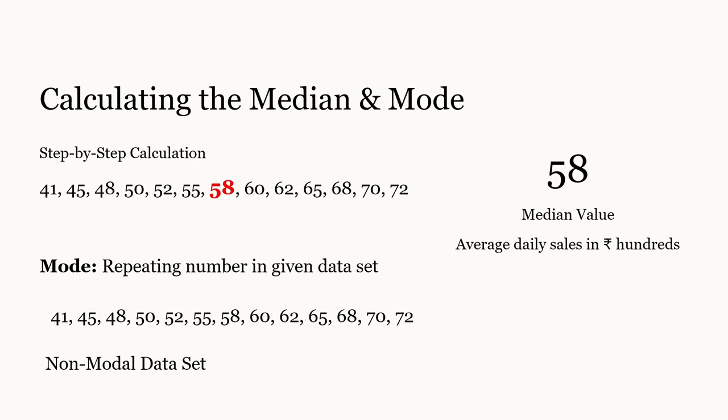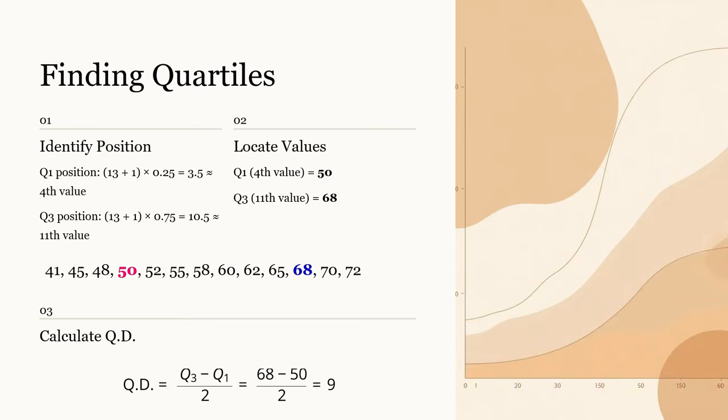Now to calculate the mode value, mode means the value which is repeating. Here in the given data set there is no number which is repeating, hence here there is no mode value. So we can say the given data set is non-modal. Data analysis and the interpretation of the given data can be done based on the mean and the median value. So even if there is no mode value available in the given data set, it does not affect our decision making. Now let us understand how to calculate the quartile deviation.